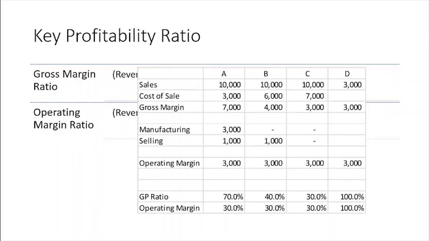So company A is 7,000 divided by 10,000, which is 70%, right? So you can see the gross profit margin ratio is different for each company: 70%, 40%, 30% and 100%. If you are just comparing the gross profit ratio without understanding their business model, what will you think? Which company is the best? Company D, because it's 100%, right?